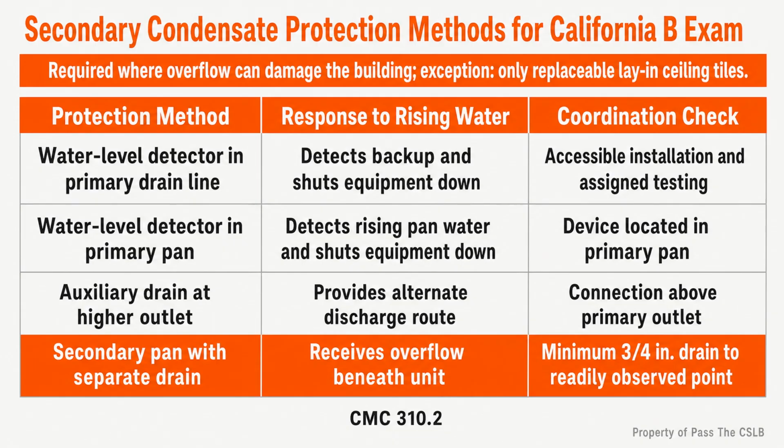A float switch presents a different coordination issue. It must be installed and connected so the water level condition actually shuts the equipment down. The general building contractor does not need to redesign the control circuit, but should verify that the required protection is present, accessible, and included in the appropriate trade's testing and inspection scope.